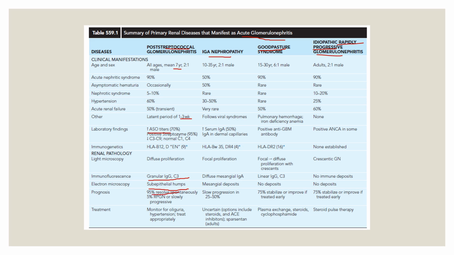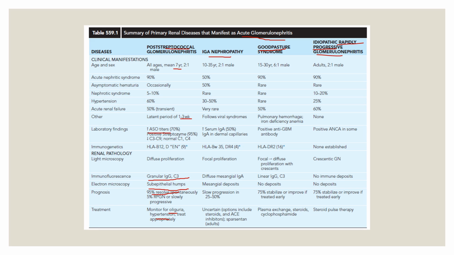95% resolve spontaneously. 5% may go into rapidly progressive glomerulonephritis or slowly progressive. You have to monitor for oliguria, hypertension, and treat appropriately. You have to control the blood pressure and all. That is the management line in nephritic syndrome. In nephrotic, mainly you are focused on the cholesterol levels. You are focused on the predisposition to infection. So you are mainly treating it with steroid.